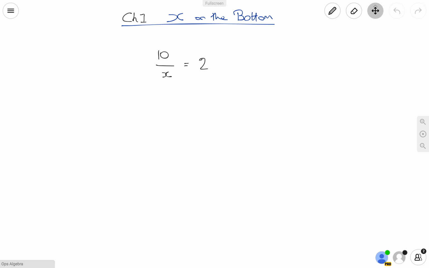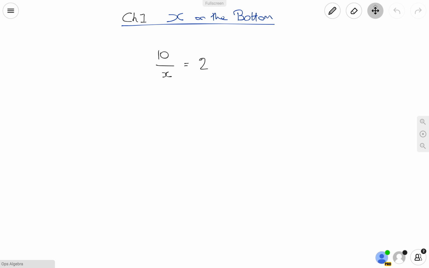Well, it's 10 divided by x. So we still have the exact same rules, but most of my kids struggle with this for some reason. They always try to multiply by 10 or divide by 10. If I was going to divide by 10, it's not going to affect this x. That's still going to be 1 over x or something over x.